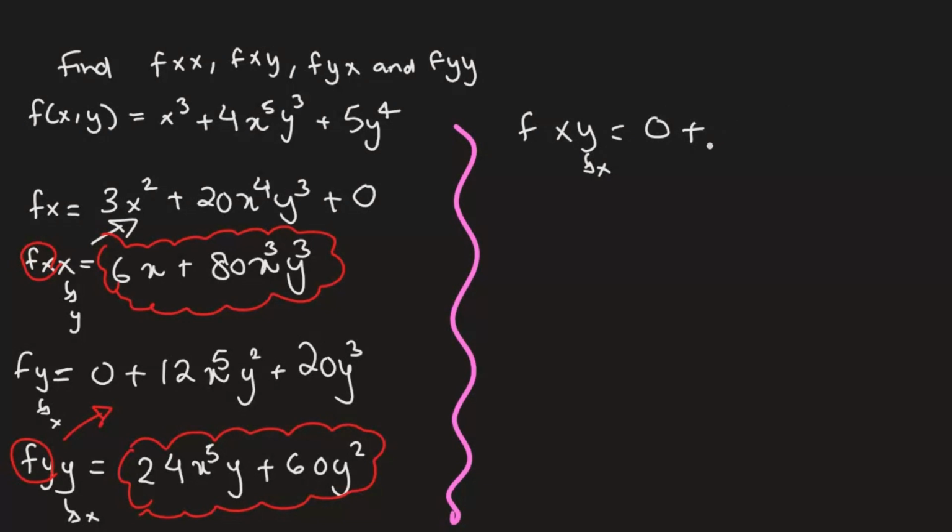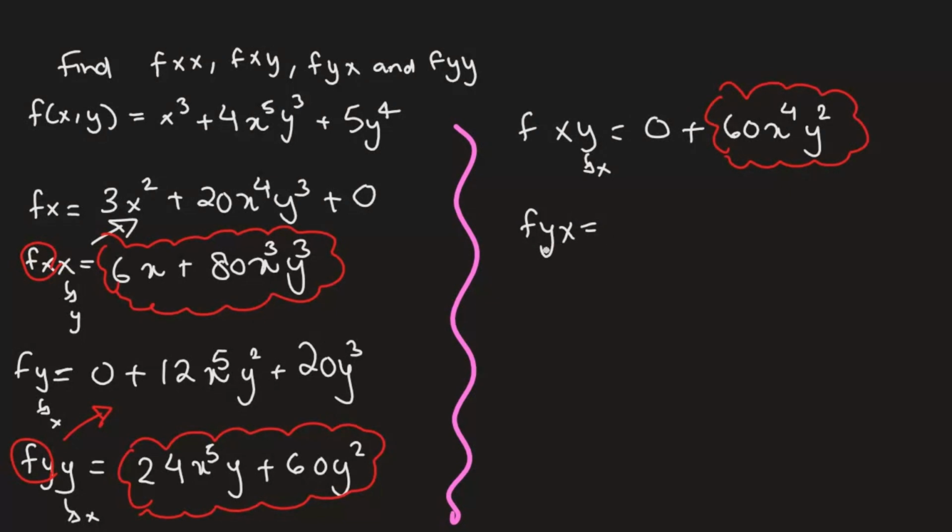Okay, so we write in here 60, and this is a constant, so it's going to stay in there, and subtract 1 from the 3, so 2, and that's it. Now we have to find f of yx, and this is simply the answer to f of xy.